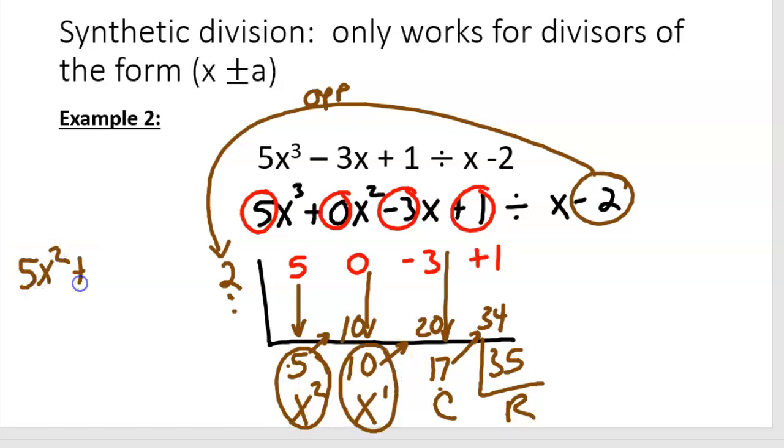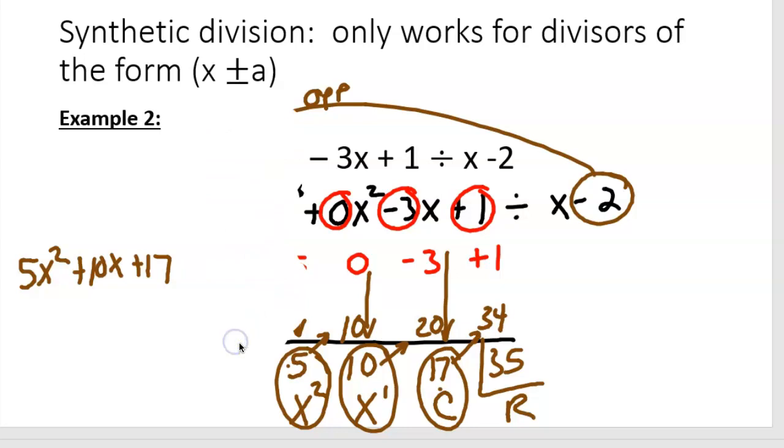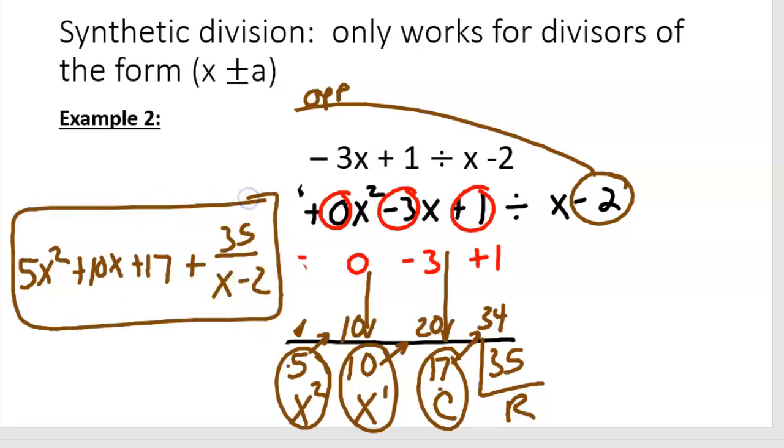plus 10x plus 17. And I'm running out of space here, so just a minute. Let me make some space for myself. Plus 35, oops, plus my remainder over my divisor. So it's much faster, okay? But it's a weird little thing. So just another thing to memorize, but we'll be thankful for that in about another lesson or two where we start using this process a lot.